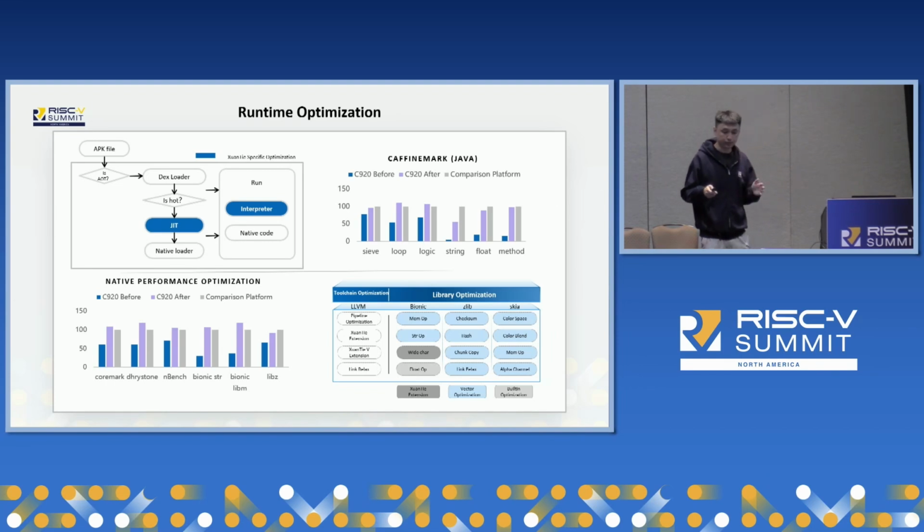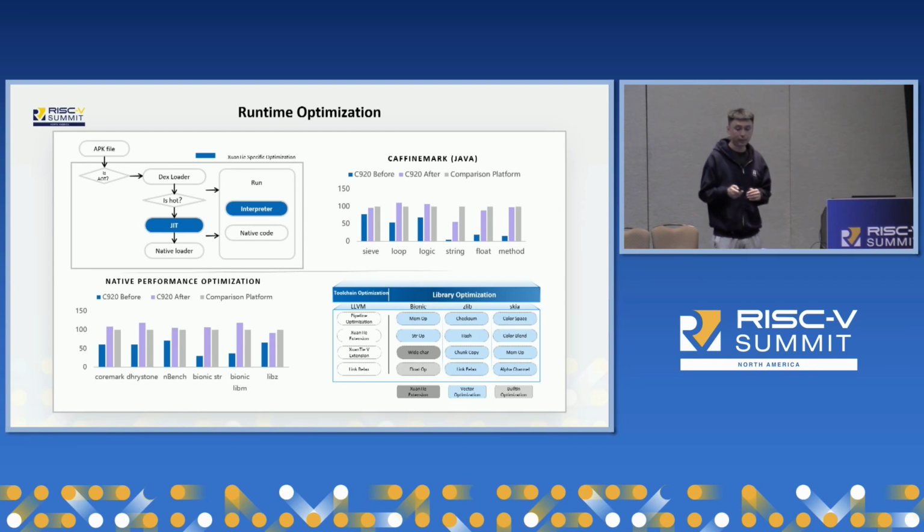libraries, and we use the Xuantie extension, use the vector extension, and use some built-in optimization. And we also put a lot of effort into the toolchain LLVM optimization. After this optimization, we gain improved native code performance, such as in CoreMark, Dhrystone, Lmbench, and Bionic libraries, and some libc.